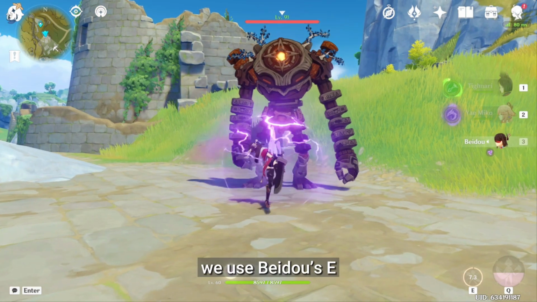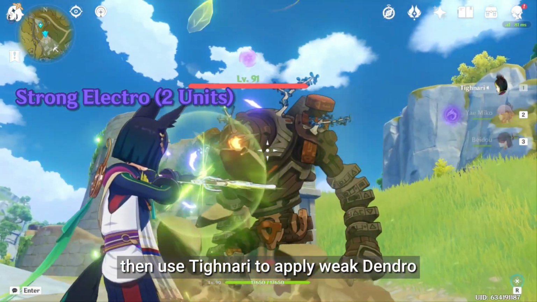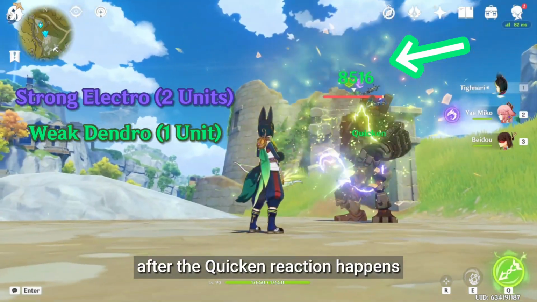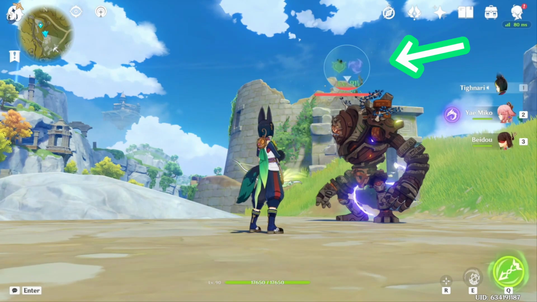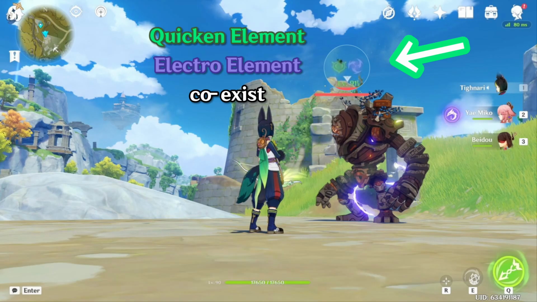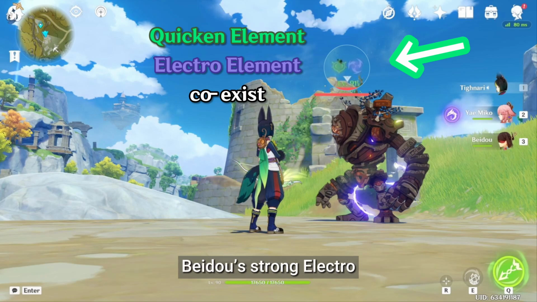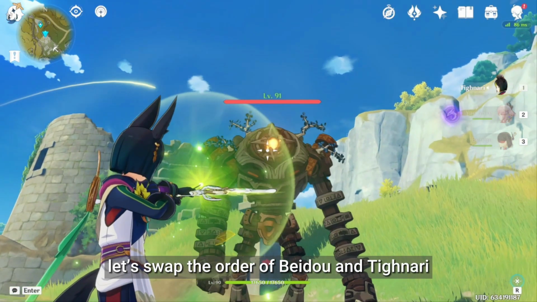Next, we use Beidou's E to apply strong Electro first. Then use Tinali to apply weak Dendro. If you look closely, after the Quicken reaction happens, there is still a weak Electro aura blinking. This indicates two things. First, Quicken and Electro elements can coexist. Second, Tinali's weak Dendro does not fully react with Beidou's strong Electro, so the reaction ratio on gauge units is 1:1 here.